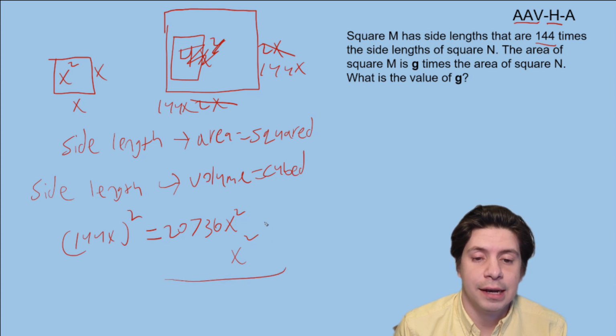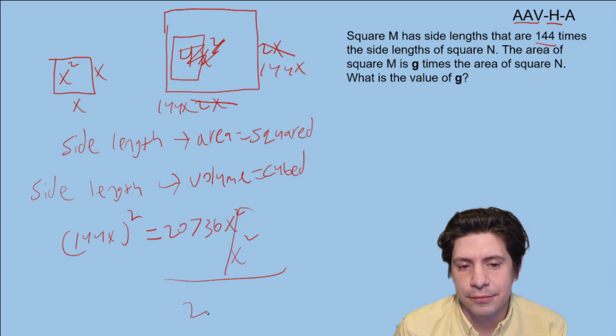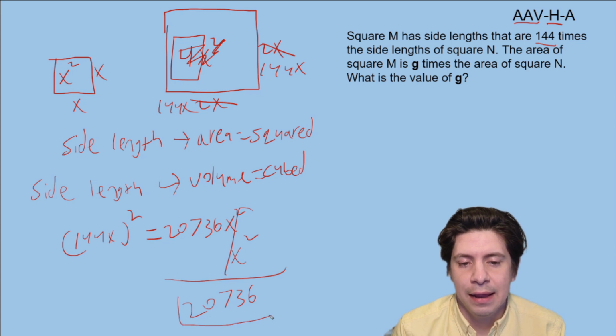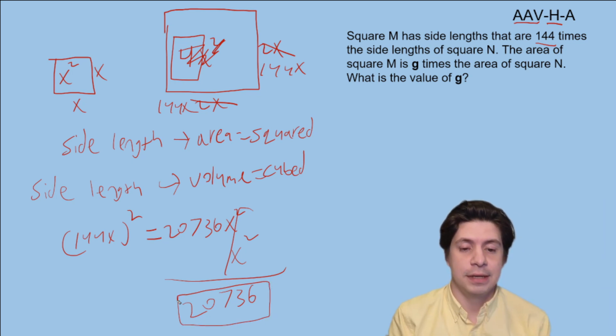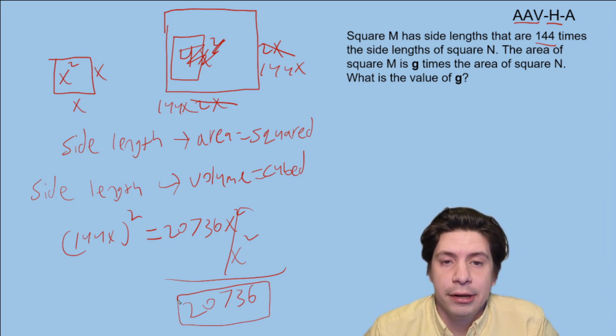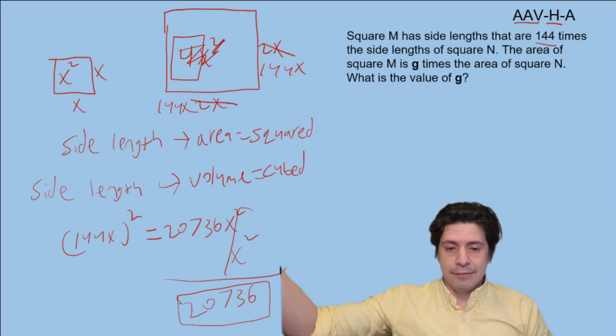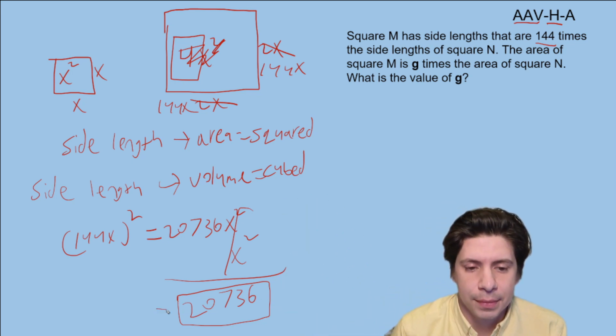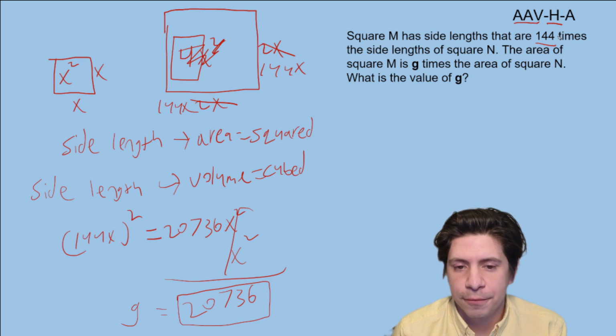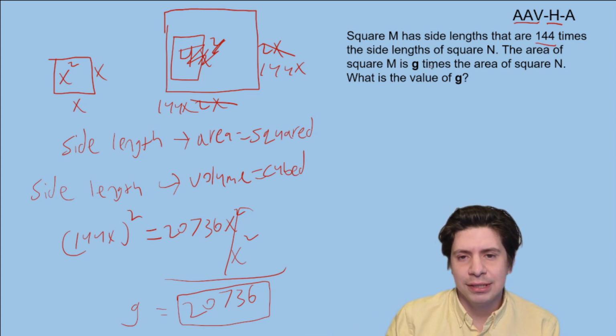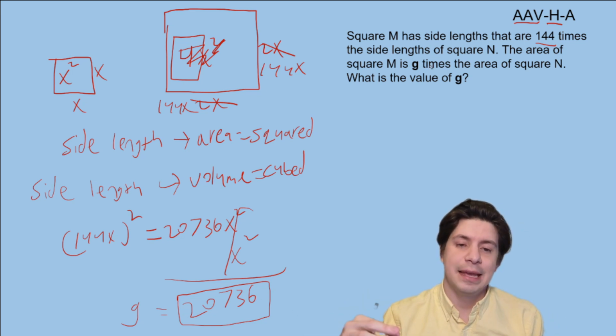If we divided it outright, the x's would cancel, so we're just left with 20,736. And that, my friends, is the change in area, right? So that's the value of G here. And that's all we have to do: we take the 144 and we square it. So we're going to try another question that's a little bit more complicated, but it's the same concept.